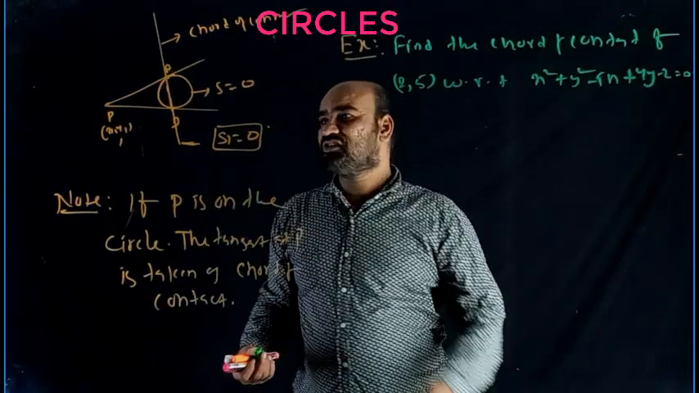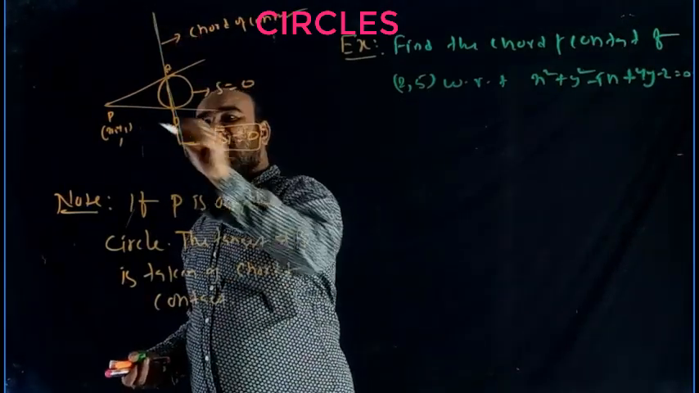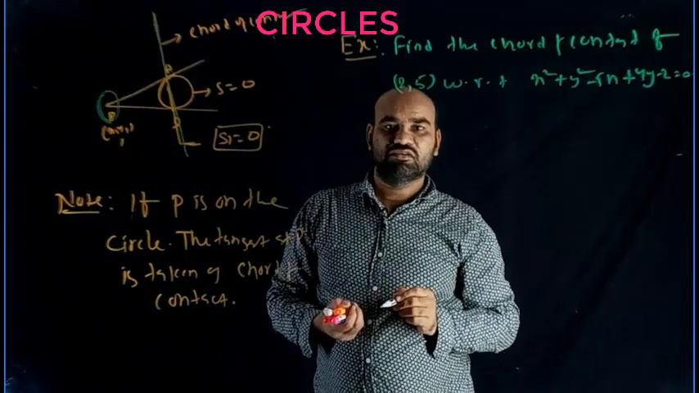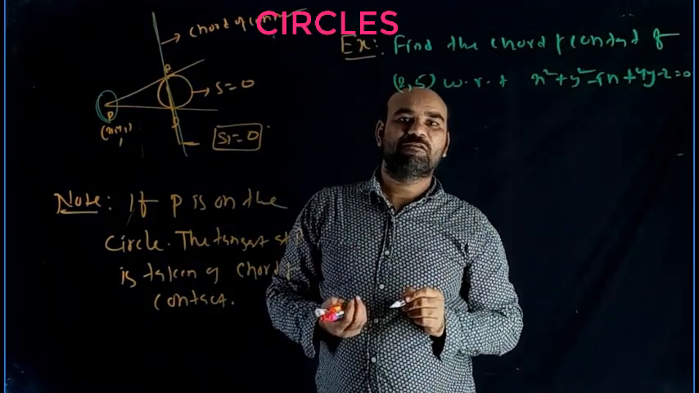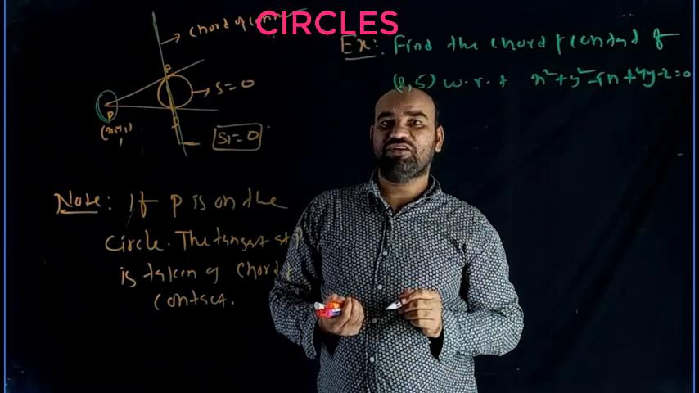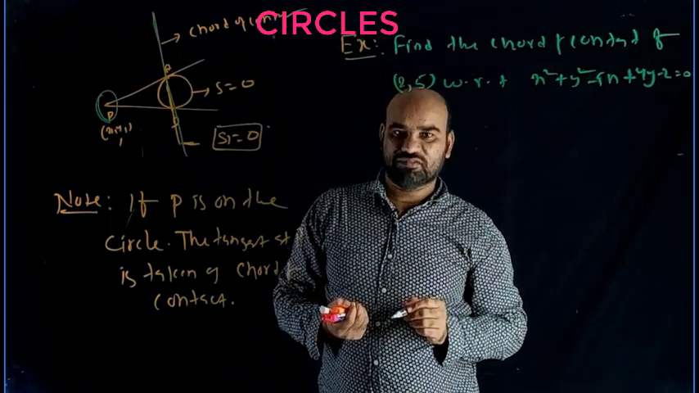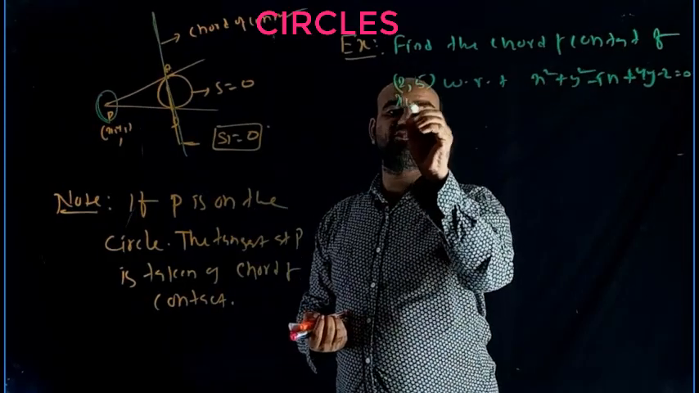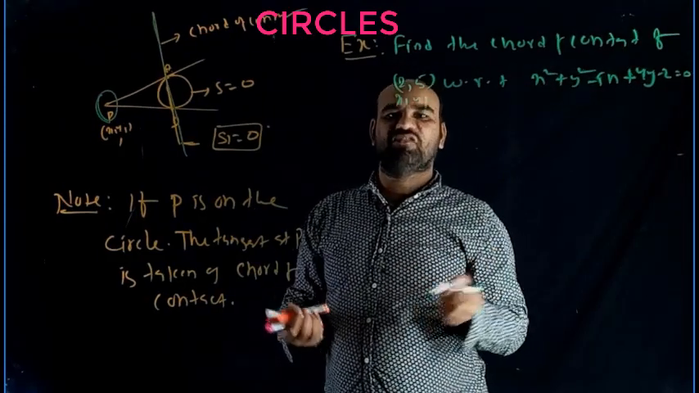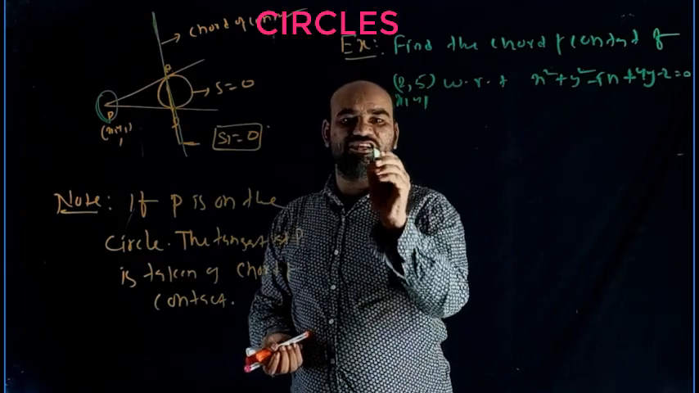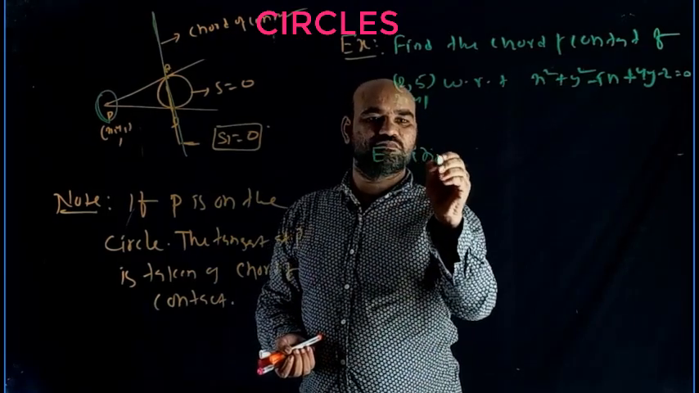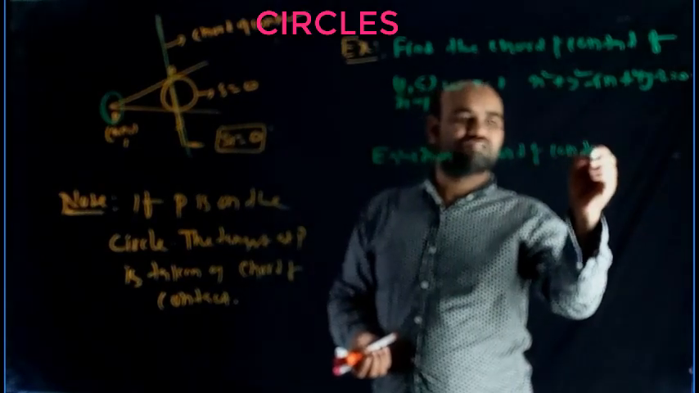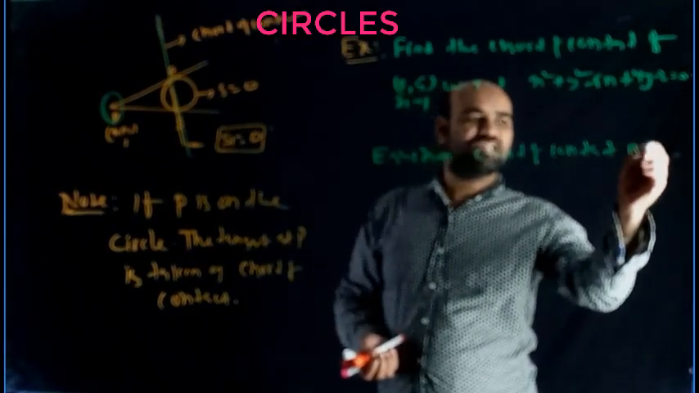Okay students, the definition: this is called the chord of contact of the point P with respect to the circle S equal to 0. This is the chord of contact of this point with respect to the circle S equal to 0. So this is taken as x1, y1. You just want to find S1 only. The equation of chord of contact is S1 equal to 0.